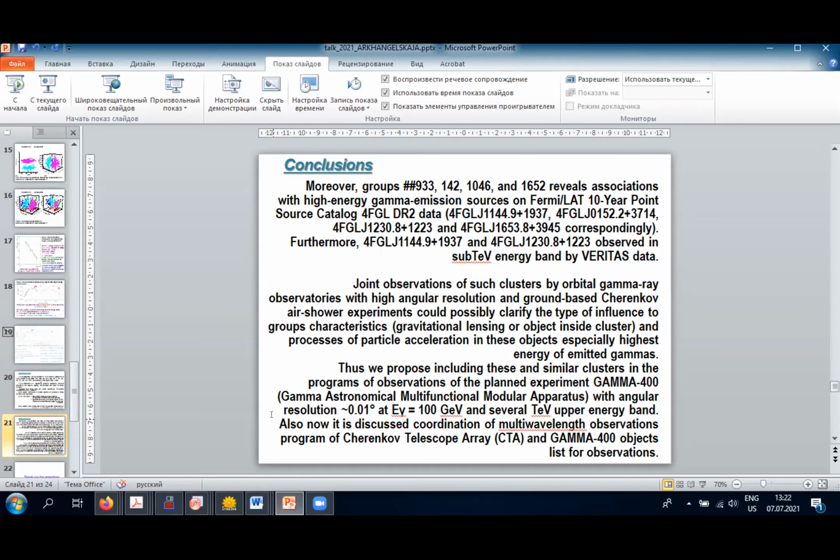So thus we propose including these and similar clusters in the observation programs of the orbital experiment Gamma-400.